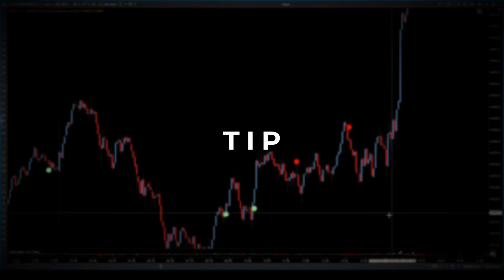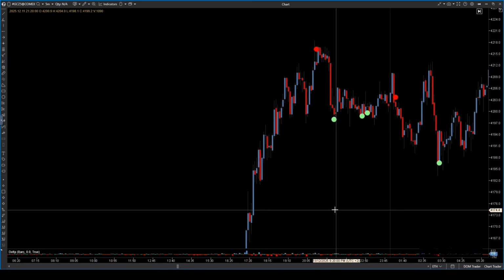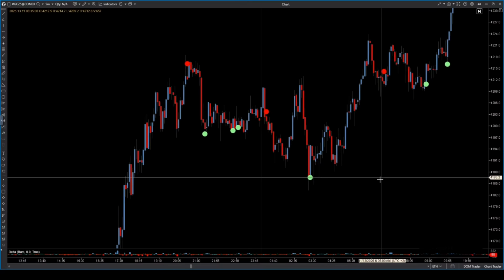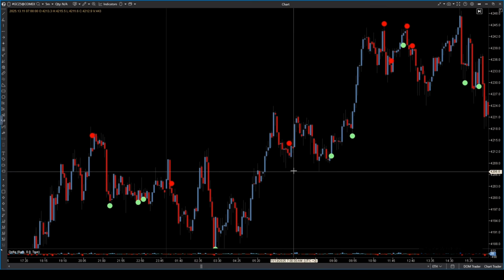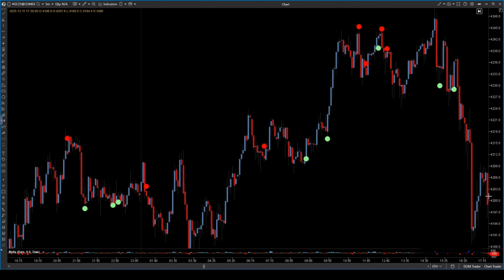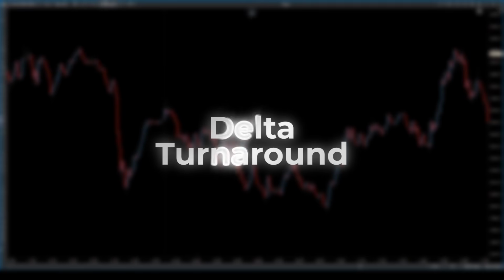Tip: do not chase every single dot or signal that appears on the chart. In most cases, these are not actual entry signals, but rather subtle hints about the ongoing balance of power. Combine delta strength with established support and resistance levels, as well as with other delta-based indicators, for a more complete and comprehensive picture. Fifth place, delta turnaround.